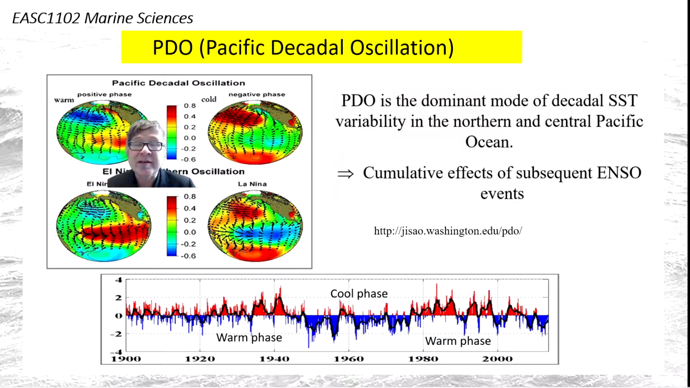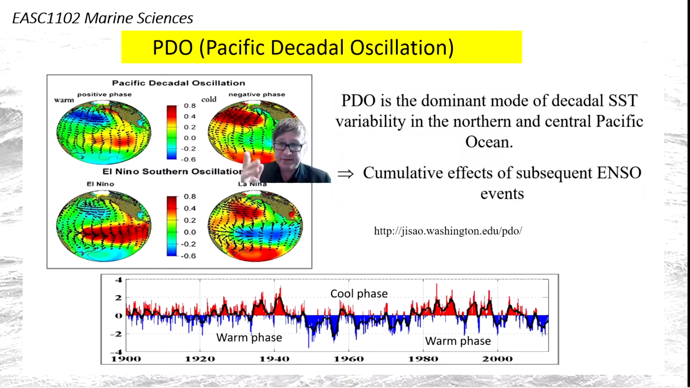The arrows are actually wind anomalies. Or you can have decades, we're not talking about years now, we're talking about decades where you have more cold water anomaly in this region. This is called the PDO.